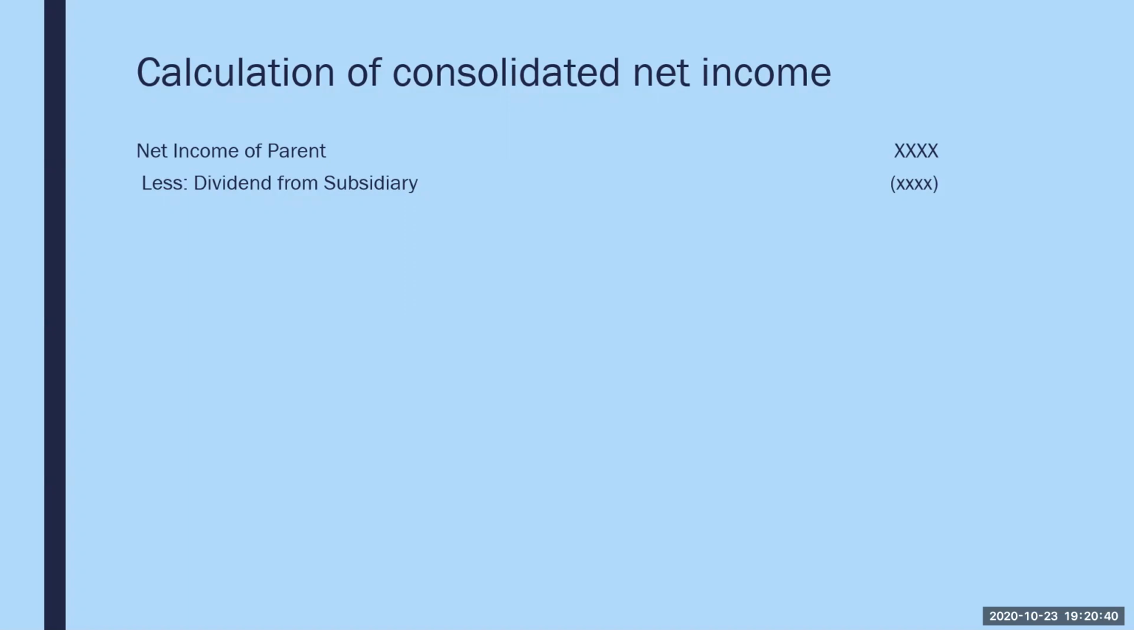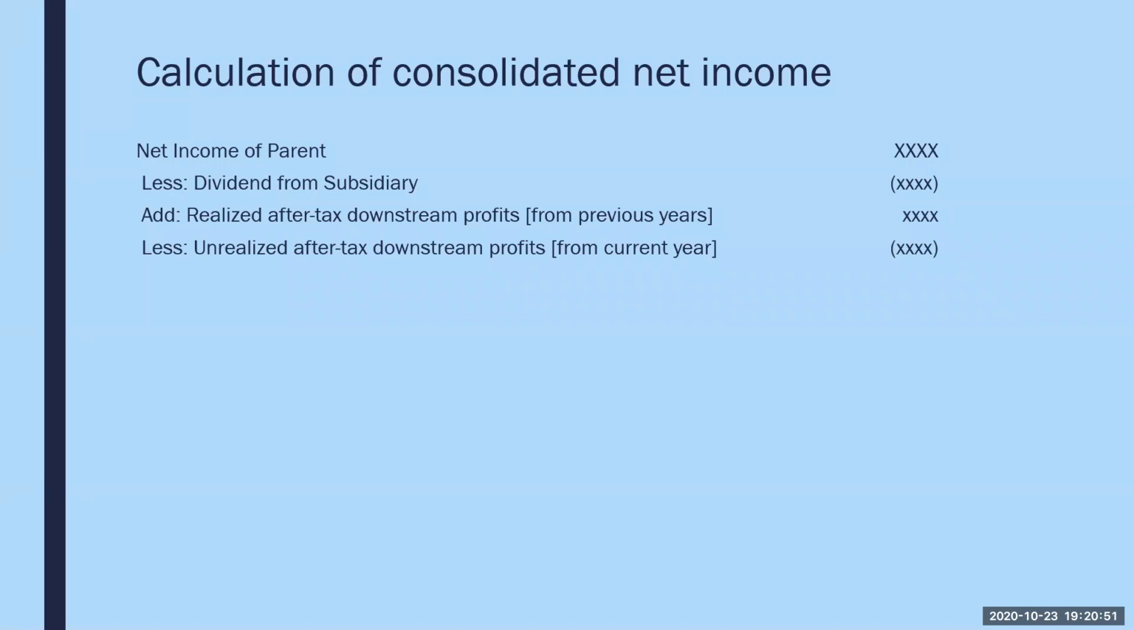Then to the parent's net income, you want to add the amount of realized downstream profits after tax and subtract unrealized downstream profits from the current year, again on an after-tax basis. These two adjustments will result in the parent's adjusted net income. In a similar manner, you will calculate the subsidiary's adjusted net income.